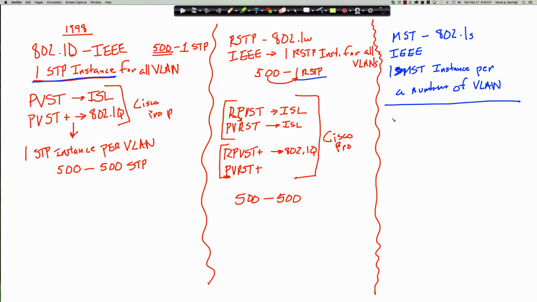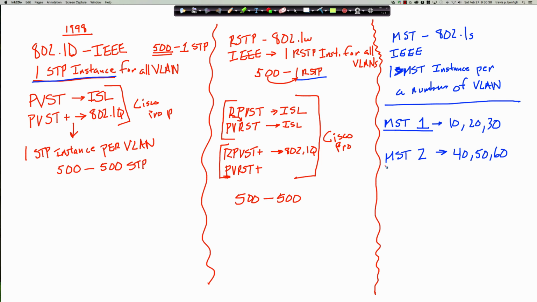So MST, multiple spanning tree, is, again, like that happy medium where I can take an arbitrary number of VLANs and say, okay, for MST spanning tree instance 1, you're going to be responsible for VLANs 10, 20, and 30. And then I'm going to create another multiple spanning tree instance, MST2, and we're going to say that you're going to be responsible for VLANs 40, 50, and 60. And so you can see right away that it's not an all or nothing type proposition here.